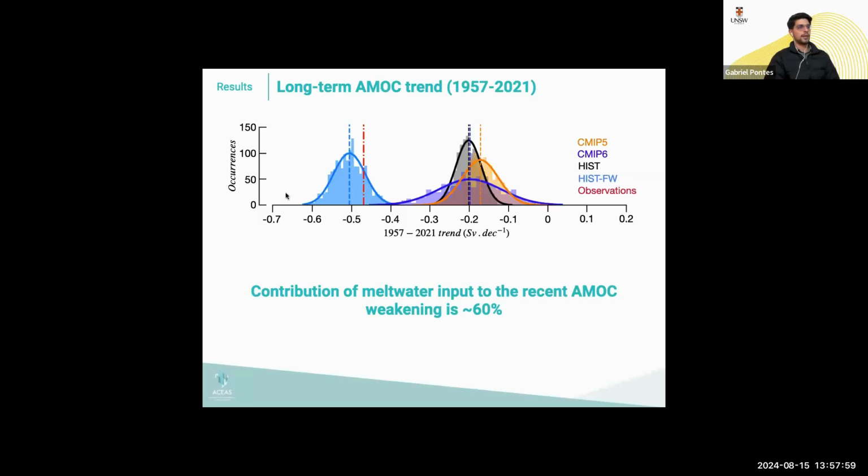And this freshwater forcing that has been applied in this historical simulation is within the observational estimates of freshwater forcing from Greenland and from regions around the Arctic. And from this, we concluded that the contribution of meltwater inputs to the recent AMOC weakening is about 60%. So the current CMIP protocol underestimates the AMOC weakening by approximately 60%.